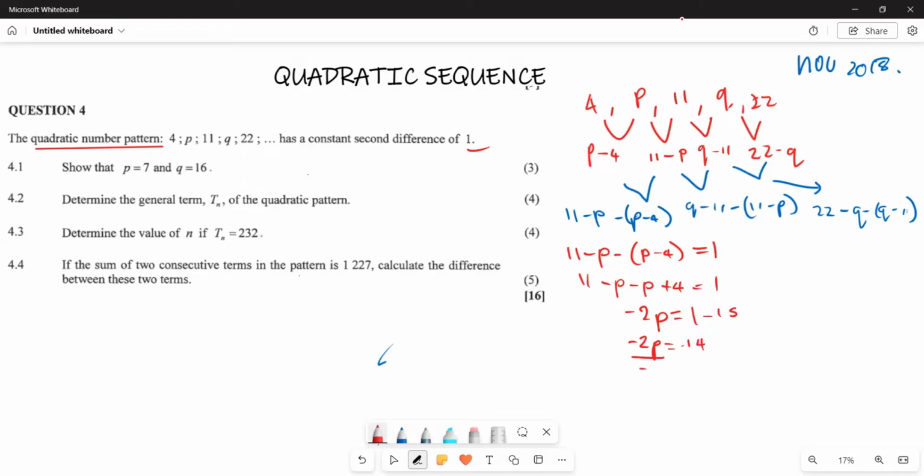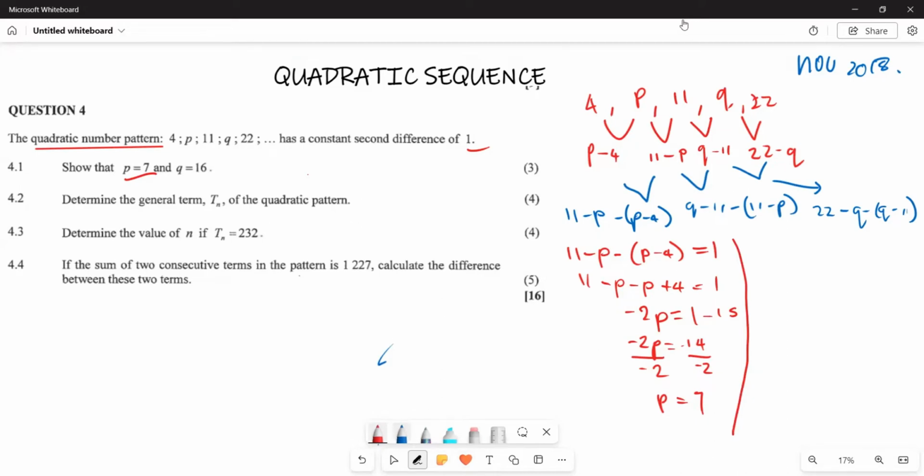Then you divide by negative 2 on both sides, which means the value of P is indeed equal to 7. You have proven indeed that the P they are looking for is 7.